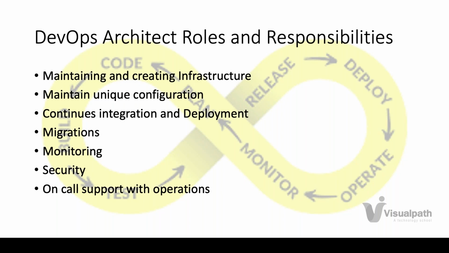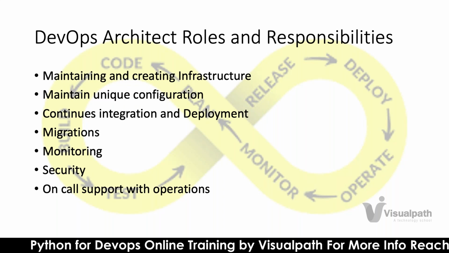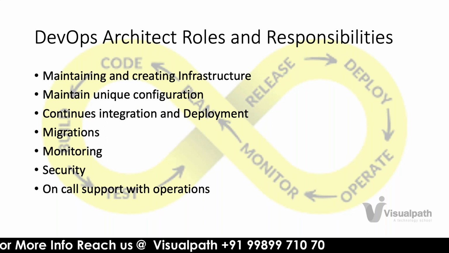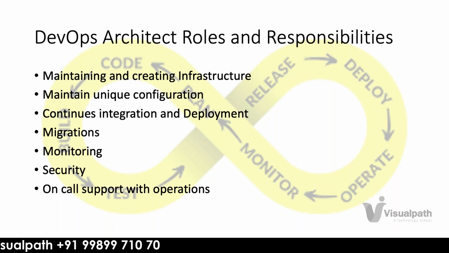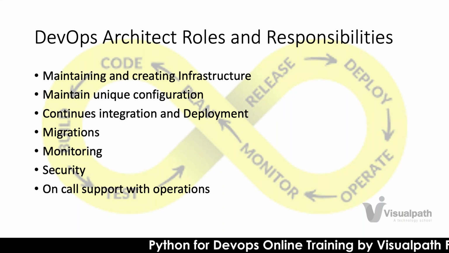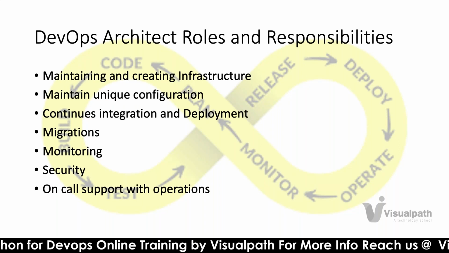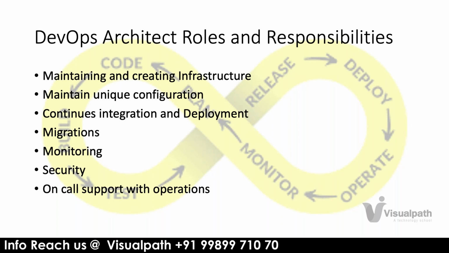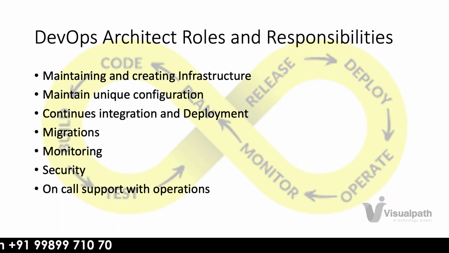Then maintaining unique configuration. This is very important, because when you say a particular application is running, in the background of that infrastructure you have many servers running on the back end to maintain high availability. When you have many servers running, you need to have a unique configuration among the servers, so that a request going to an arbitrary server should get the same response, whichever server it goes to. For that reason, we need to maintain a unique configuration among all the servers.